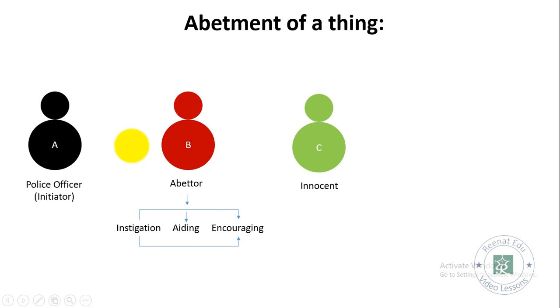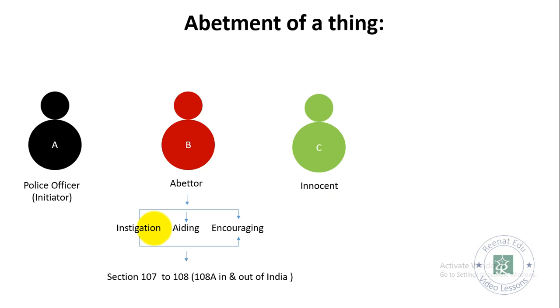If you understand the relation between these two, initiator and abettor, the initiator is not going to escape from his criminal liability. The only escape is when he is acting by law. In this case, he is a police officer who wants to arrest C. So now you understand the concept. Now how do you remember the sections and all those things?